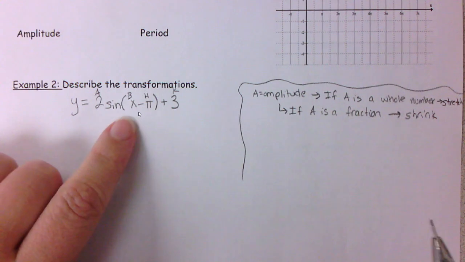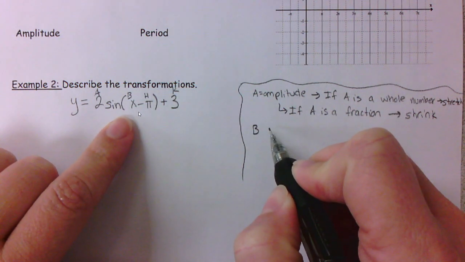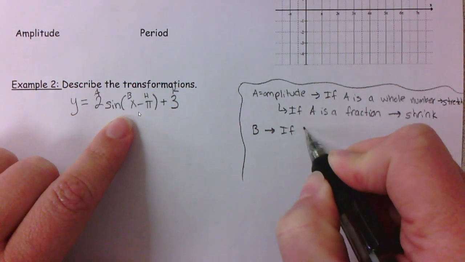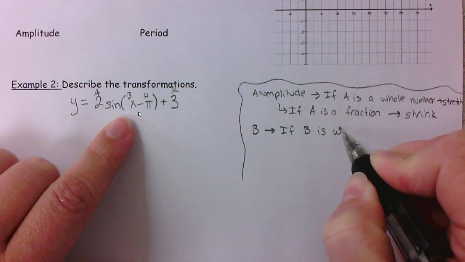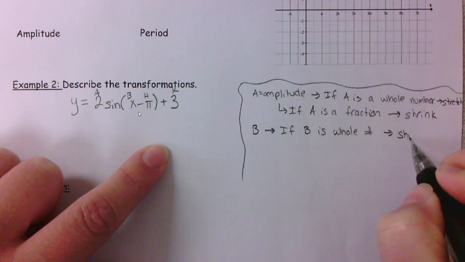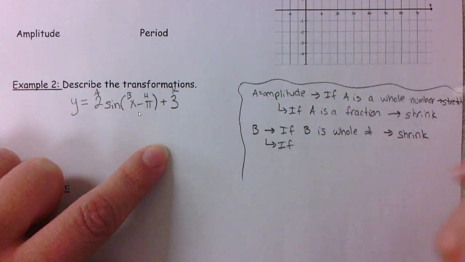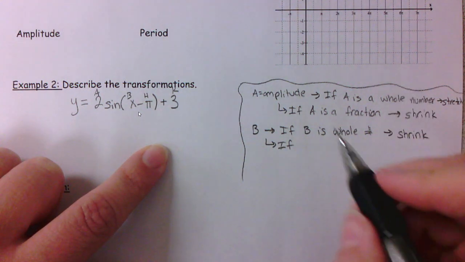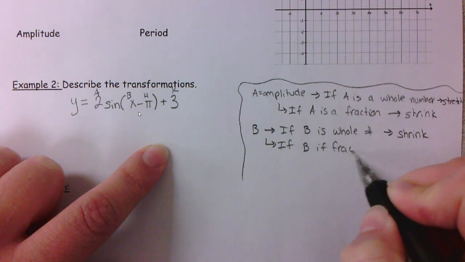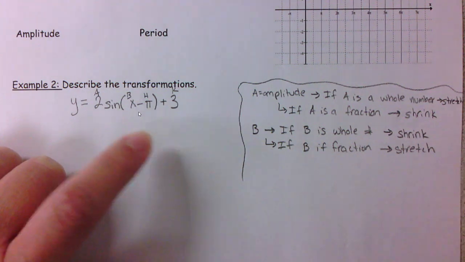And then we have B. So B is kind of a similar situation. If B is a whole number, it's going to shrink. If B is a fraction, actually this is the opposite. So fractions stretch it. If B is a fraction, it's going to stretch it.